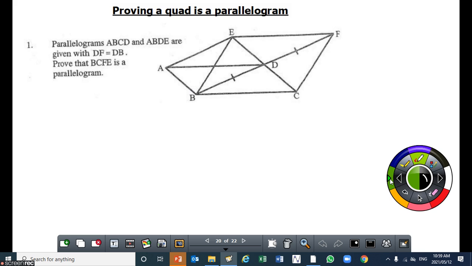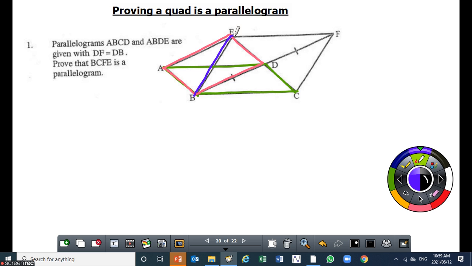Okay, so we have A, B, C, D, and we have A, B, D, E, A, B, D, E. So it will be that one. We are supposed to prove that B, C, E, F, which will be this big one here, is a parallelogram.